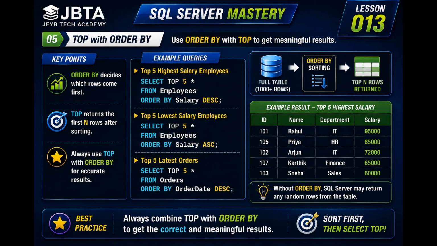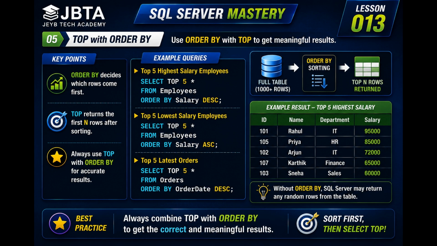Suppose your manager asks you to display the top 5 employees with the highest salaries. If you write only the top clause, SQL Server simply returns the first 5 rows it encounters. Those rows may not contain the highest salaries. The result may be completely different from what your manager expects.